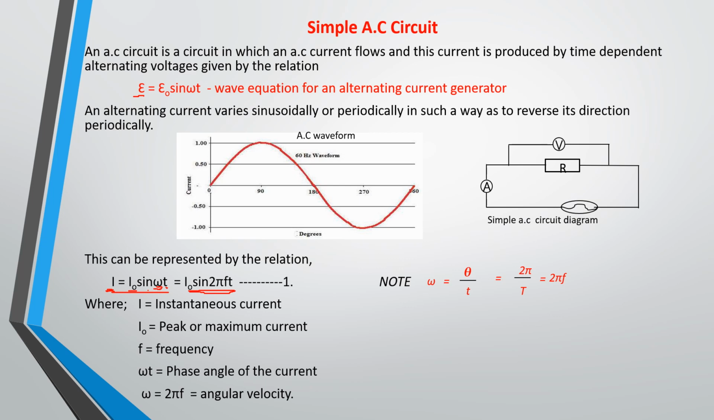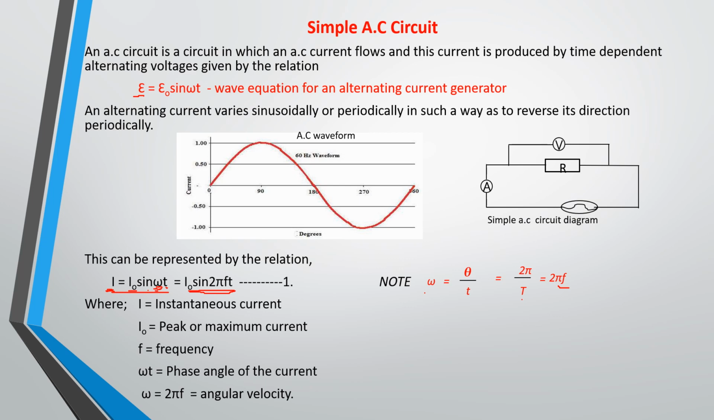Now remember that angular velocity is equal to 2 pi f, right? I hope you remember that, because I just brought this one out for easy understanding. Angular velocity is equal to angular displacement over time taken, and angular displacement is equal to 2 pi. Don't forget that 2 pi is equal to 360 degrees. So this is 2 pi over the period, and the reciprocal of the period is equal to frequency. That is how we got this 2 pi f.